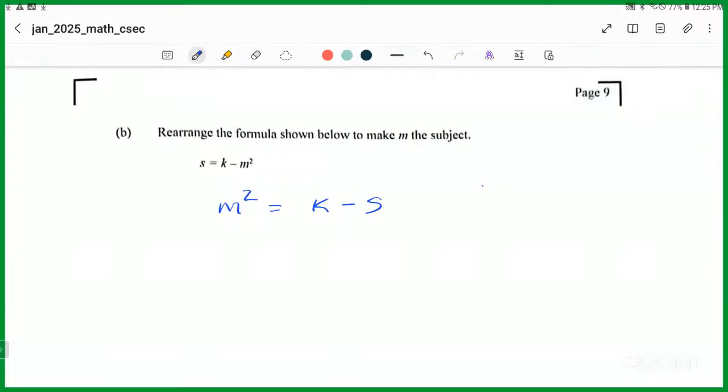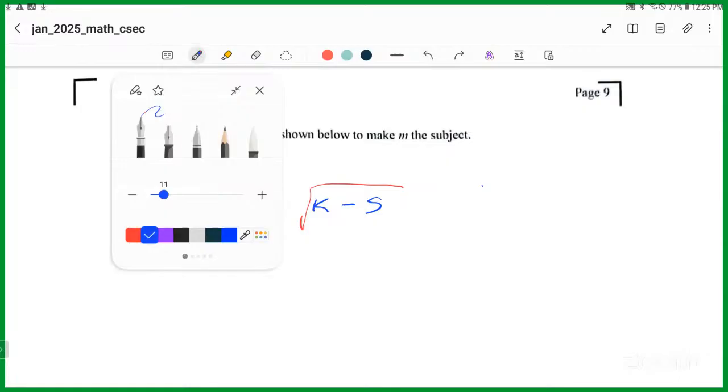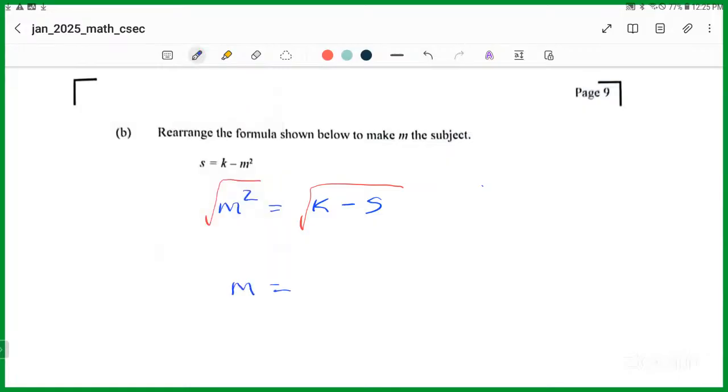Then to make m the subject, we square root both sides. So square root this side and square root that side. And like this, the square root is cancelled out by that square to leave us with an m. Square root both sides. So I'm going to get m equals the square root of k minus s.